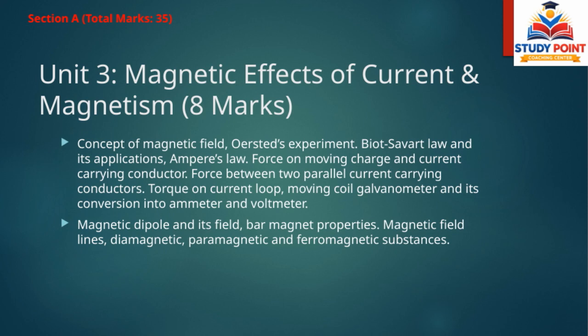Furthermore, the concept of a magnetic dipole explains how objects like bar magnets produce magnetic fields. These fields are visualized through magnetic field lines, which help us understand the magnetic influence in space. Substances respond differently to magnetic fields. Diamagnetic materials are repelled, paramagnetic materials are weakly attracted, and ferromagnetic materials are strongly attracted and can retain magnetization.